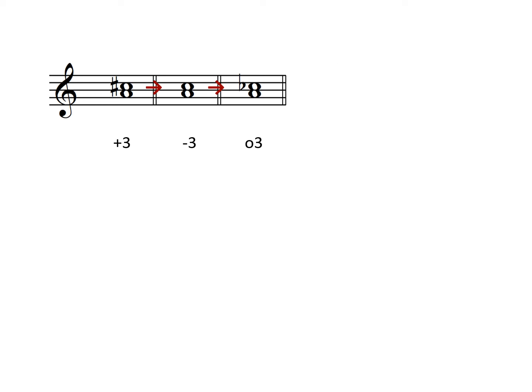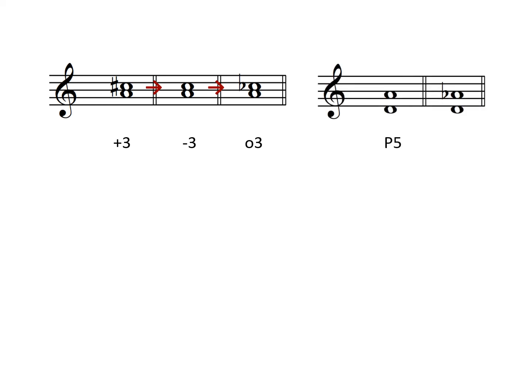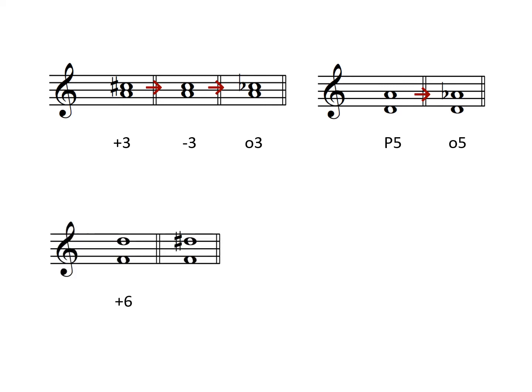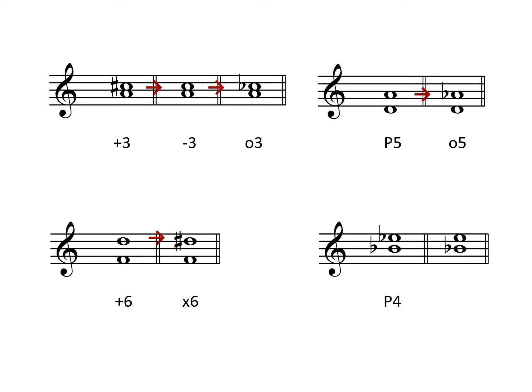In this next example, the upper note of the perfect fifth is lowered from A to A flat. And so the interval is changed to a diminished fifth. Now let's look at raising the upper note and making the interval larger. When the D in the major sixth is changed to D sharp, the interval becomes an augmented sixth. Likewise, in the next example, raising the E flat in the perfect fourth to E natural creates an augmented fourth.